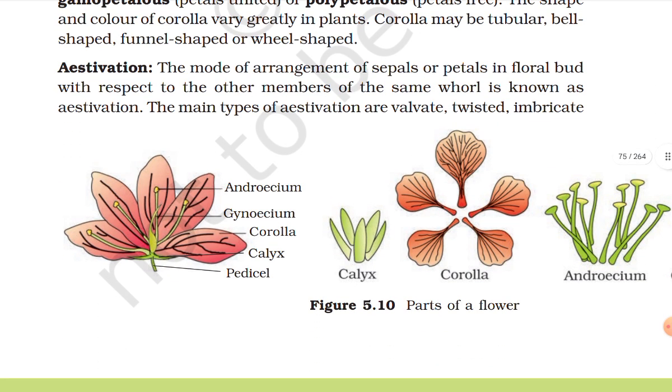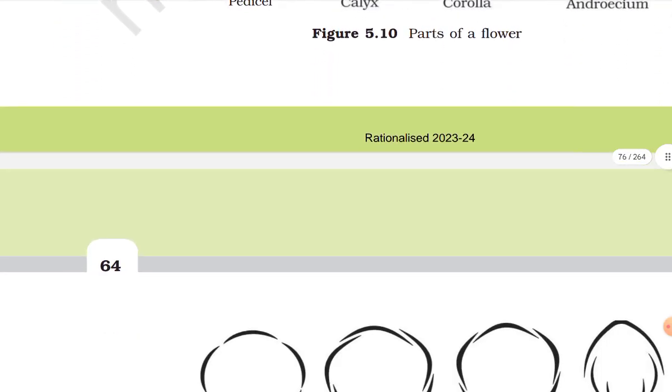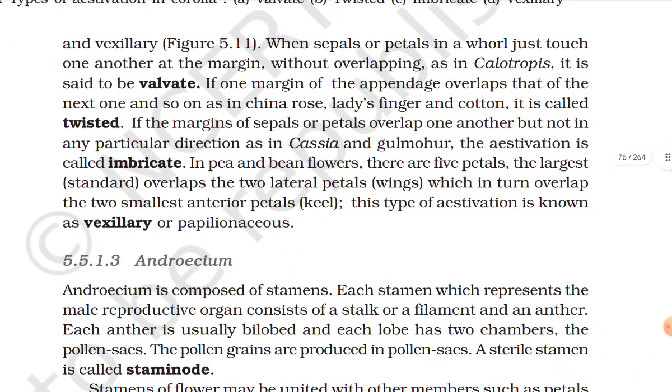Aestivation: the mode of arrangement of sepals or petals in a floral bud with respect to the other members of the same whorl is known as aestivation. The main types of aestivation are valvate, twisted, imbricate, and vexillary. When the sepals or petals in a flower just touch one another at the margin without overlapping, as in calotropis, it is said to be valvate. If one margin of the appendage overlaps that of the next one, and so on, as in China rose, lady's finger, and cotton, it is called twisted. If the margins of the sepals or petals overlap one another but not in any particular direction, as in cassia and gulmohar, the aestivation is called imbricate.